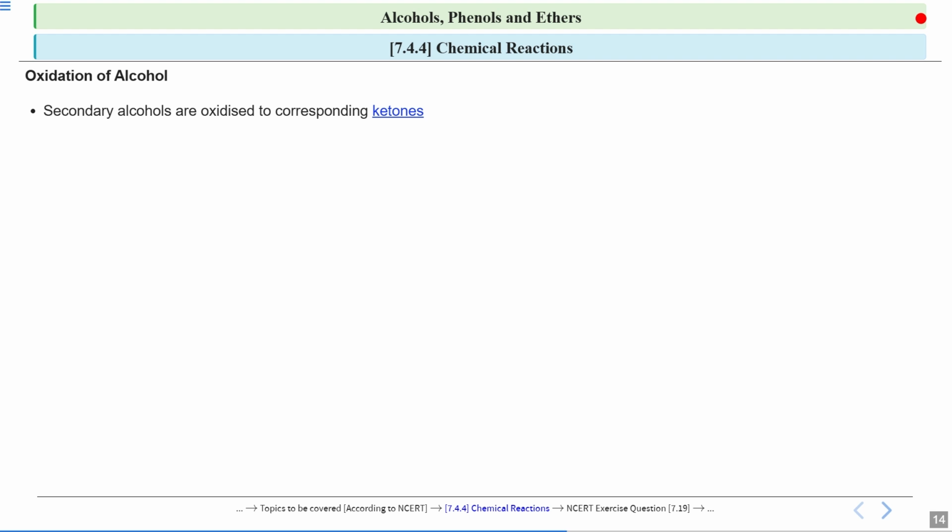So your secondary alcohols are oxidized to corresponding ketones. Your primary alcohols are oxidized to aldehydes, and if you are using a strong oxidizing agent, then they are oxidized to carboxylic acid. But what happens in case of secondary alcohols? They are oxidized to corresponding ketones.